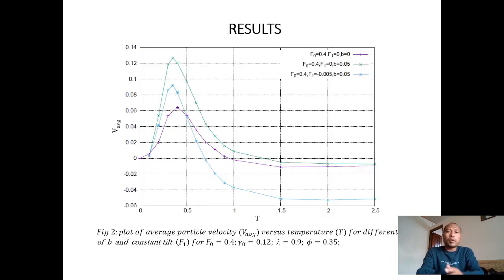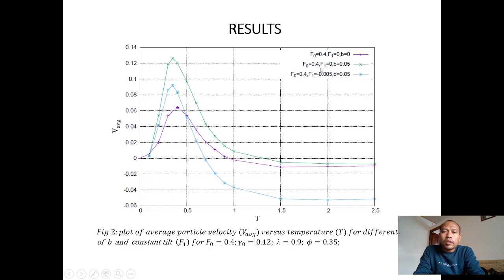Now this is the result that we have plotted. In the first, we have plotted for the three values here. In the first plot, you can see the drive is 0.4 without tilt, without asymmetry. That means the system is not externally biased. So we see that even without any tilt, without any asymmetry, that means without any external bias, still we are obtaining a ratchet current here.